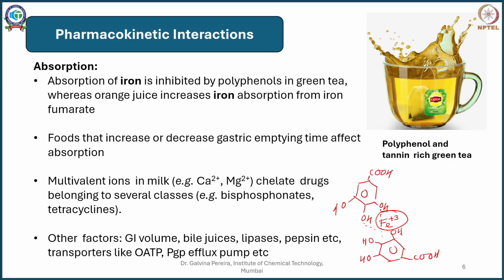of iron, and this includes the juices of citrus fruits such as your orange. So orange, or even citrus juice, is known to increase iron absorption, especially from iron fumarate tablets. If you see, there is also a change in absorption for foods which increase or decrease gastric emptying time. So sometimes when you have heavy meals, especially your non-vegetarian meals, you will see the overall gastric emptying time increases.